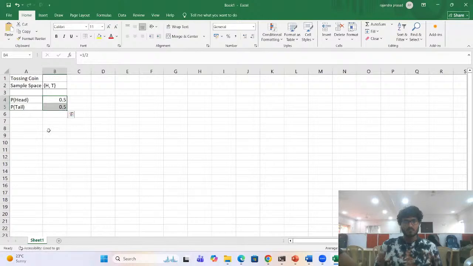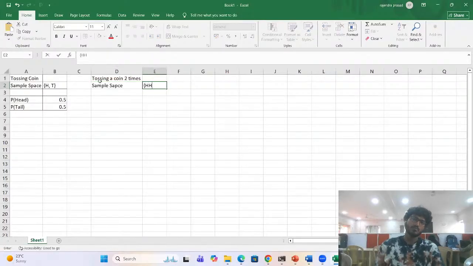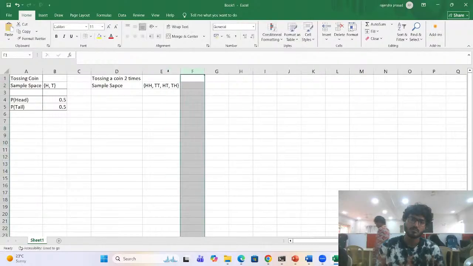Let me extend the same example by tossing the coin 2 times. Whenever you conduct a random experiment, the first and primary step is to create a sample space. So what is my sample space? Either I can get 2 heads, first coin head and second coin head, or 2 tails, or first coin head and second coin tail, or first coin tail and second coin head. These are the possible outcomes, no other possibilities.